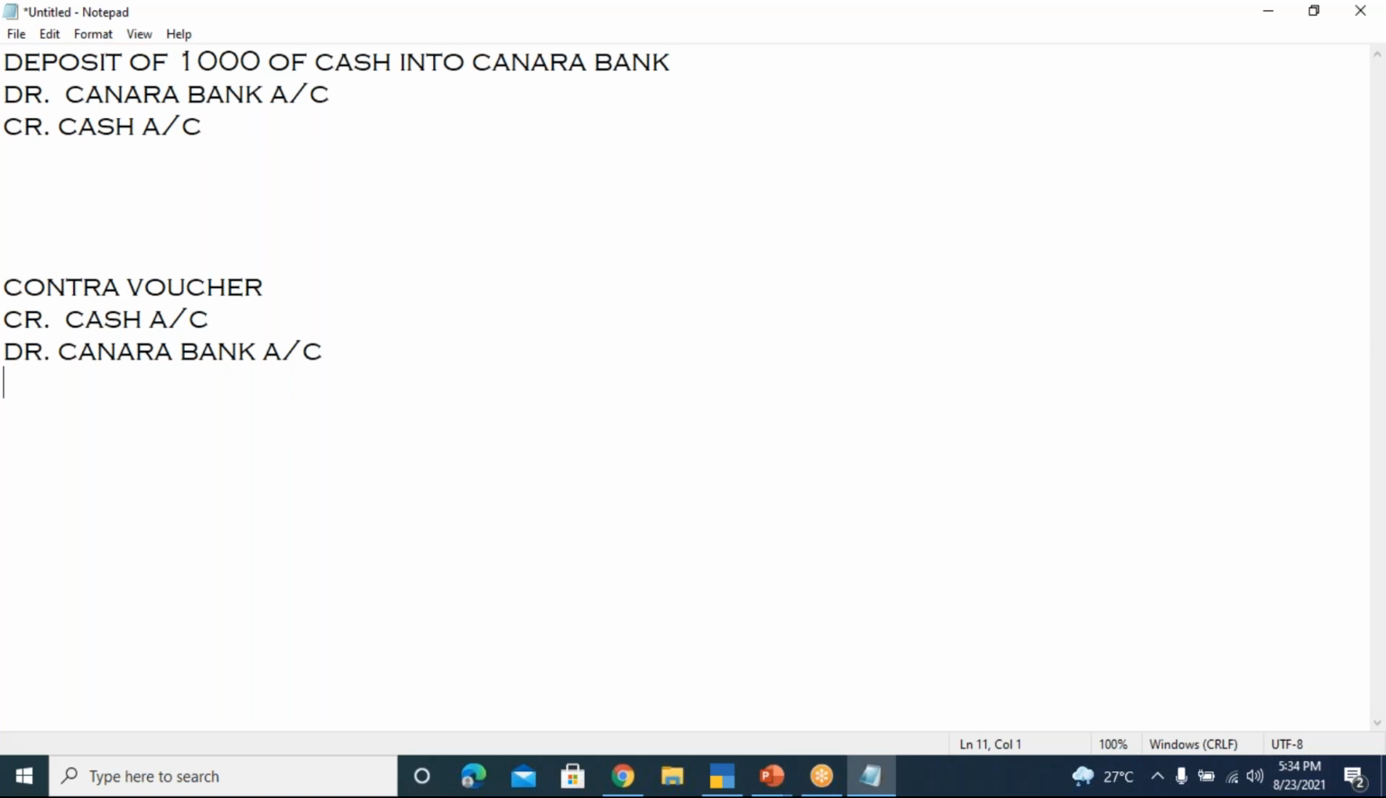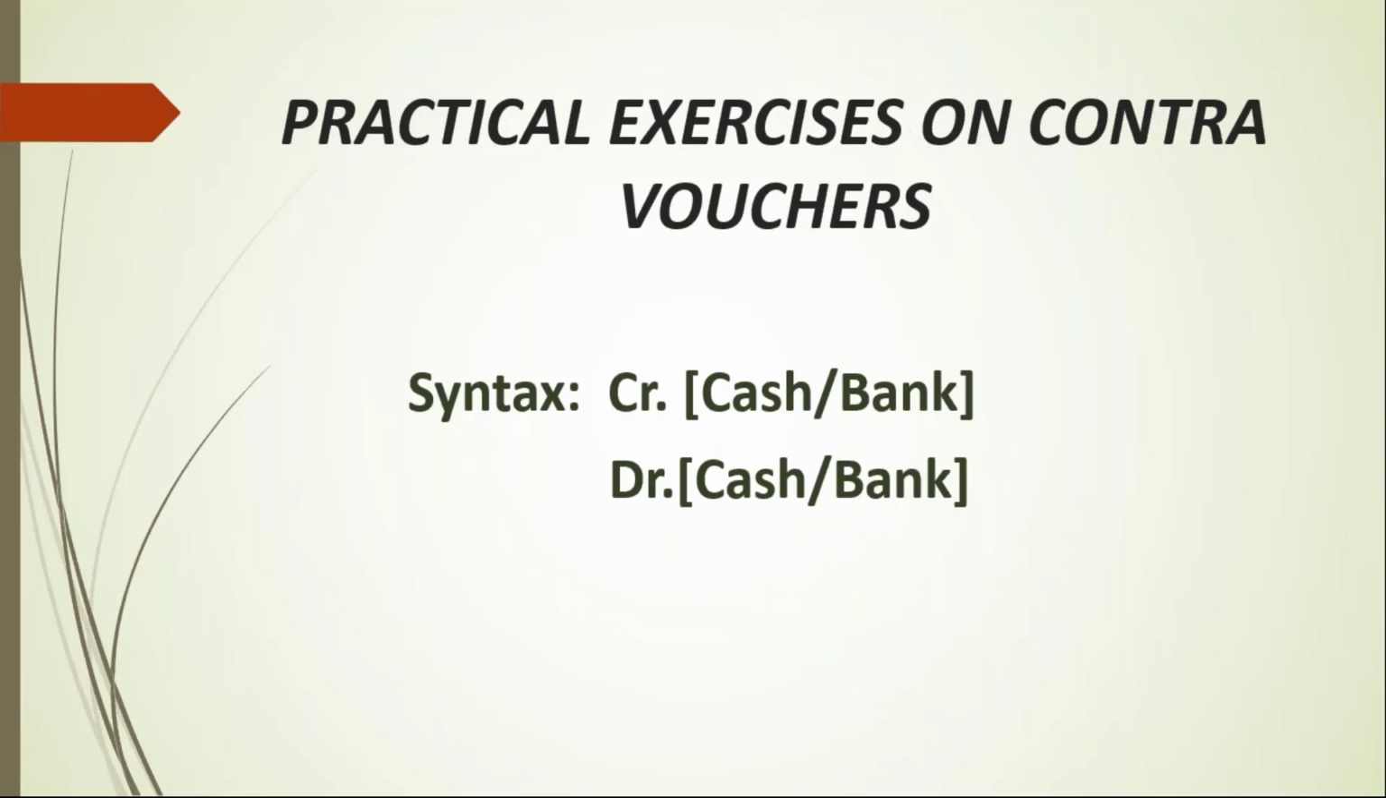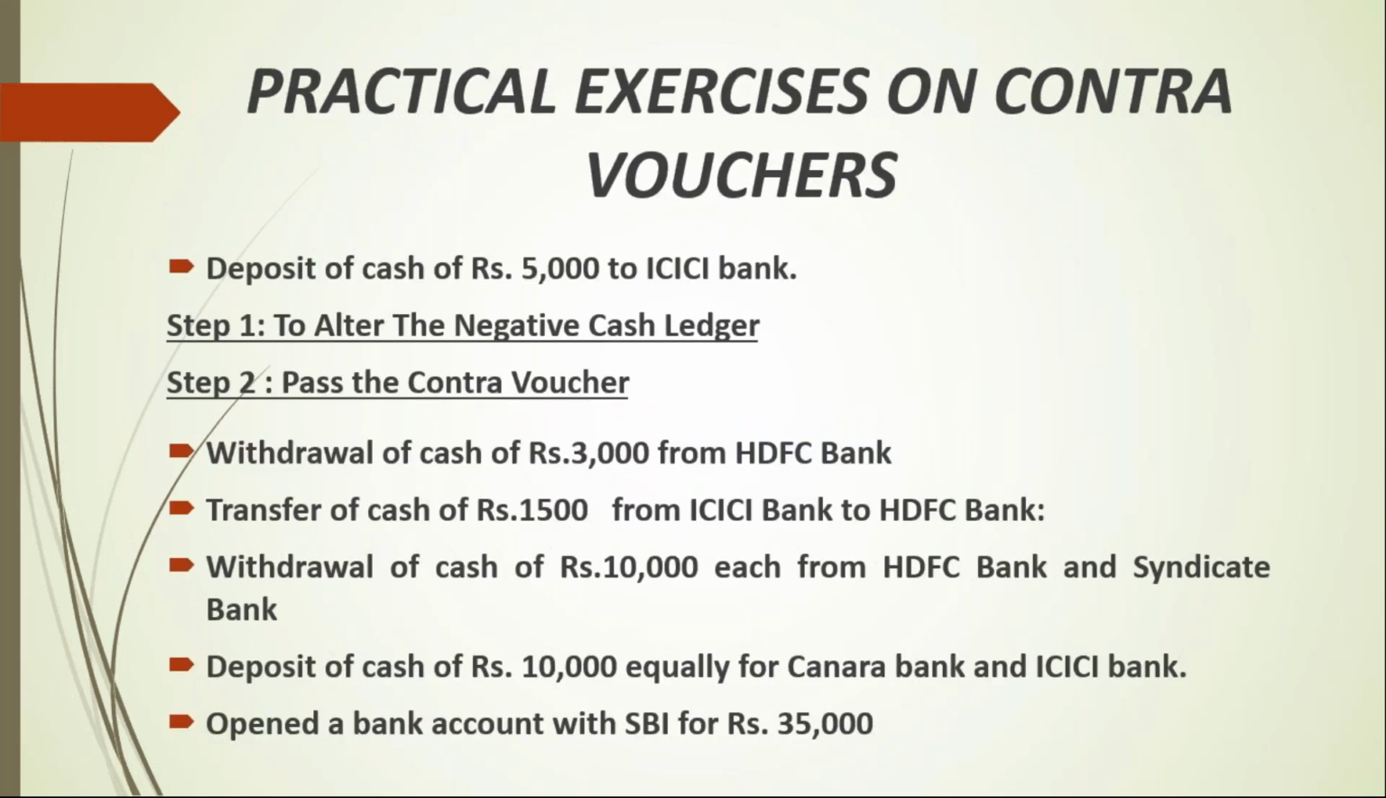How do we pass the entries in the contra vouchers? So let's begin the entries under contra vouchers. If you observe the syntax, credit is also cash or bank, debit also cash or bank. As I told, it will permit only the cash and the bank based transactions. Other than that, no other entry is passed in the contra voucher. So we have a list of entries to be passed in contra voucher.